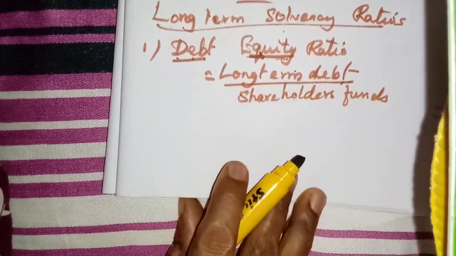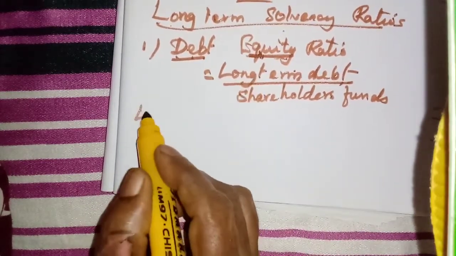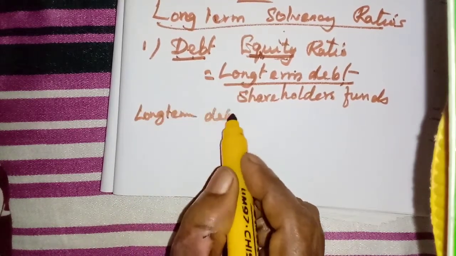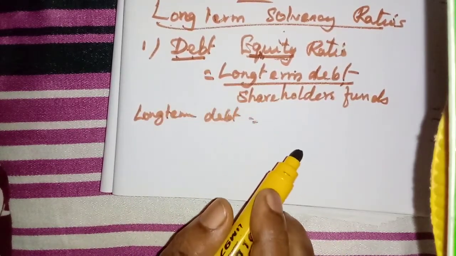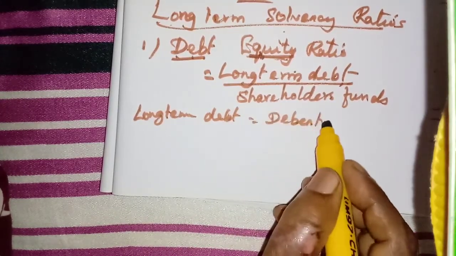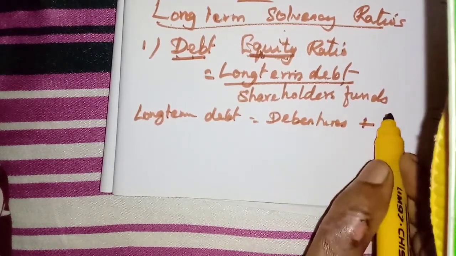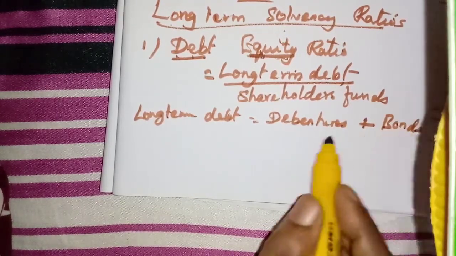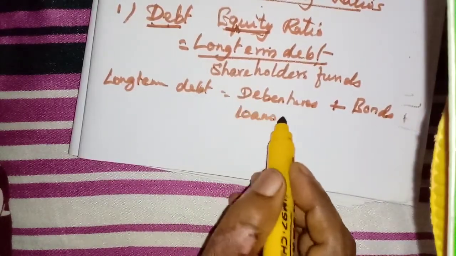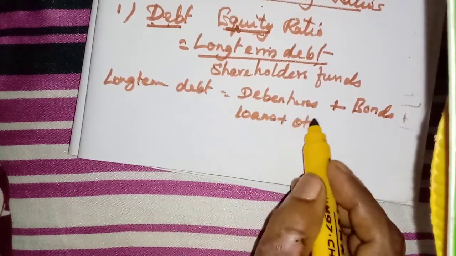Now we will learn what will be included in the long term debt. What should be added to calculate that long term debt? Long term debt includes debentures, then bonds, if there are any, then long term loans, and then any other borrowings.